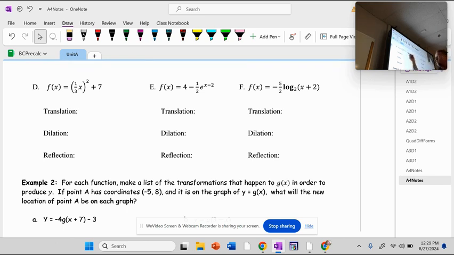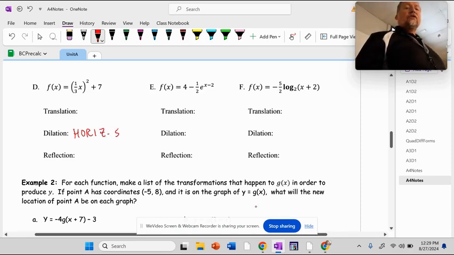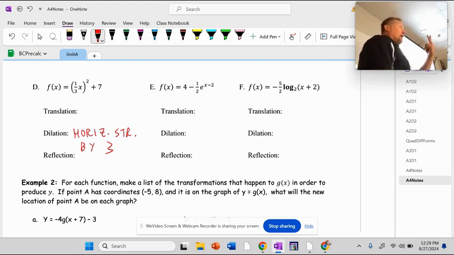One thing I will write on this one, though, this dilation is a horizontal. Which one is it? Stretch or shrink? It's a stretch. And then what's the factor by? By what? 3, not 1/3. It's an inverse relationship. And I just showed you that twice. I showed you on a parabola with that 1/4 on the inside, and then I showed you with that square root with a 2 on the inside, how that actually happens.